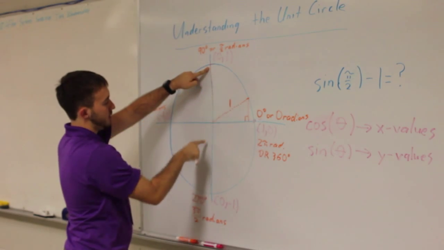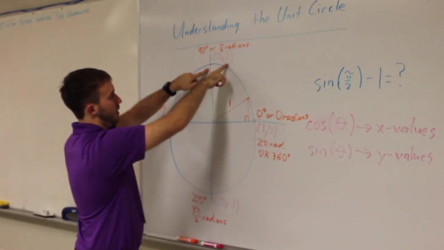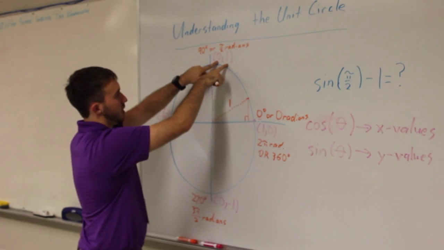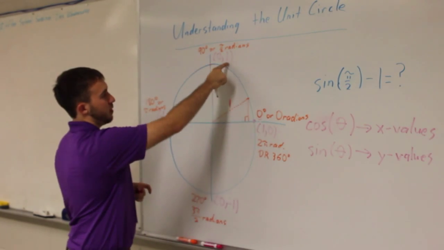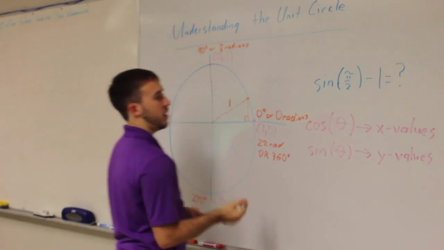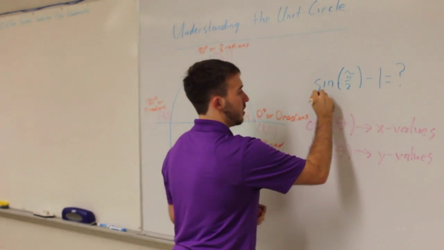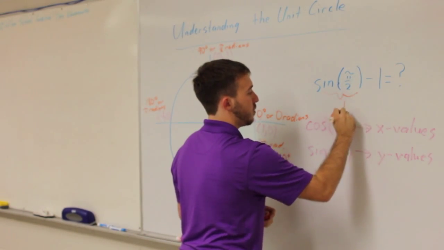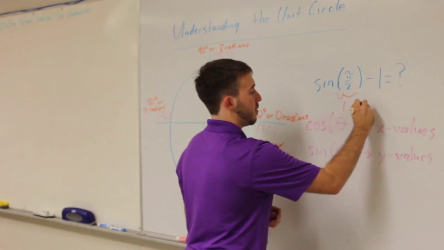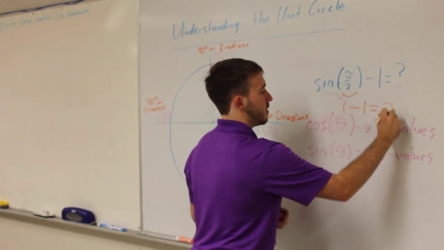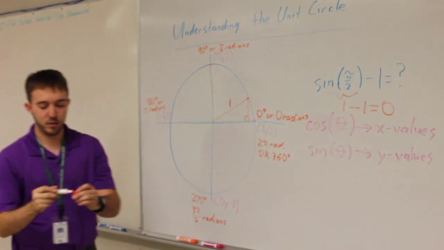Well, the longest distance I can have is 1. Guess what point that is? 0, 1. What's the y value? 1. So sine of pi over 2, this much right here, is 1. So 1 minus 1 is 0. The answer to that statement is that simple.